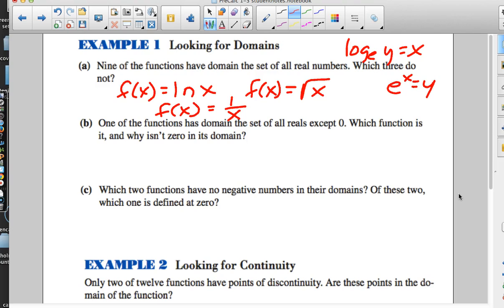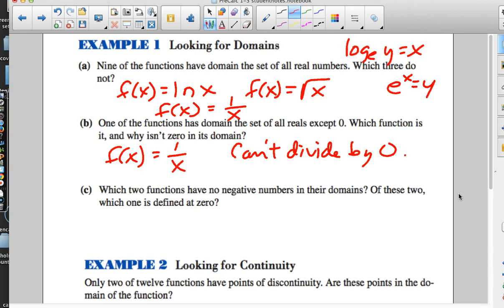B says one of the functions has the domain, the set of all reals except 0. Which function is it? And why is 0 not in the domain? We just answered this. Which one is it? The reciprocal. And why not 0 in the domain? Can't divide by 0.